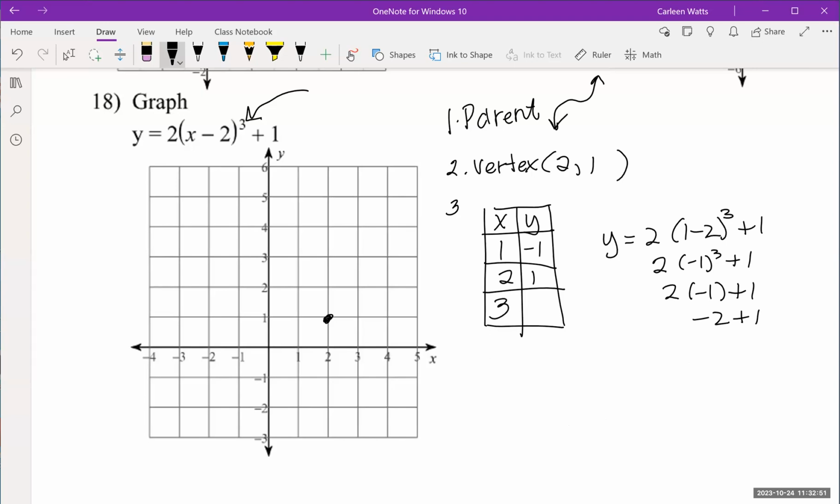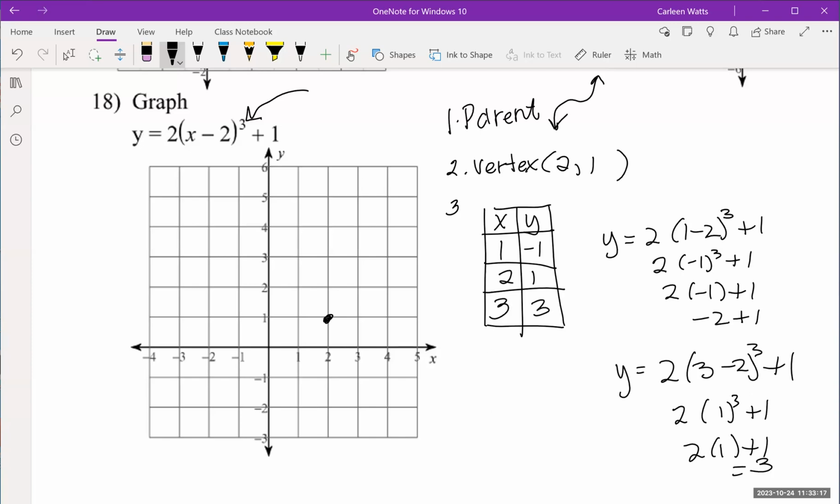Okay, with a cubic, the right side, they're going to go up. The left side, they're going to go down. Okay, let's plug in 3. 2 times (3 minus 2) cubed plus 1. 2 times 1 cubed plus 1. 2 times 1 plus 1 equals 3. Okay, so 1 is -1 and 3 is 3.